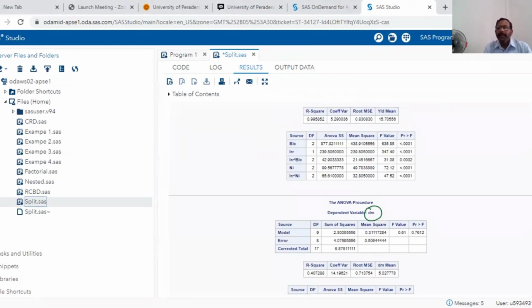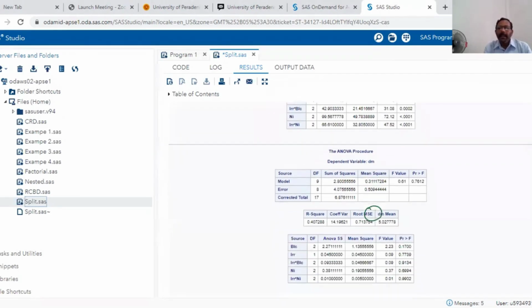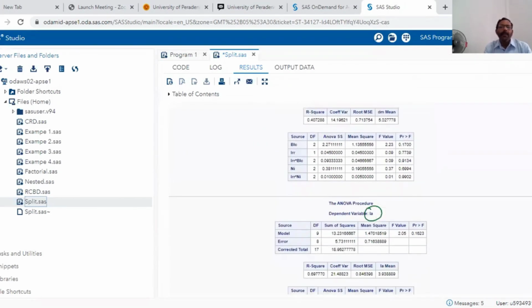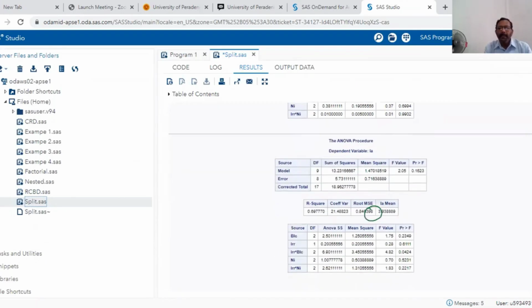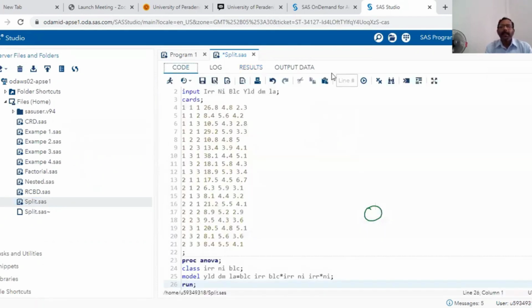Okay. Same thing. The third ANOVA is for leaf area. I put LA, leaf area. You see? So in one shot, you can do the ANOVA for everything. You don't need to do it one by one. In one shot, you can do it. So what did I do here?